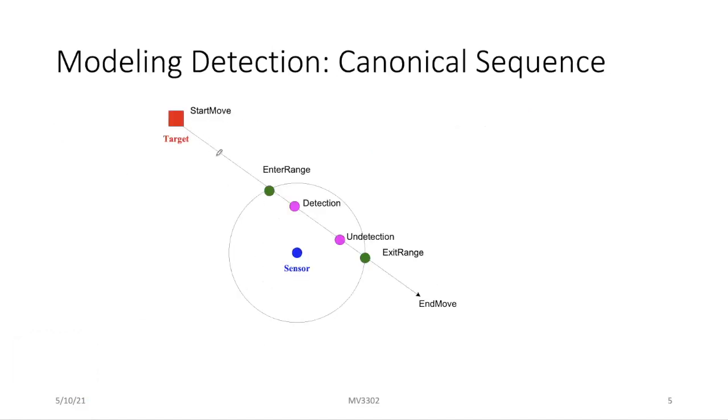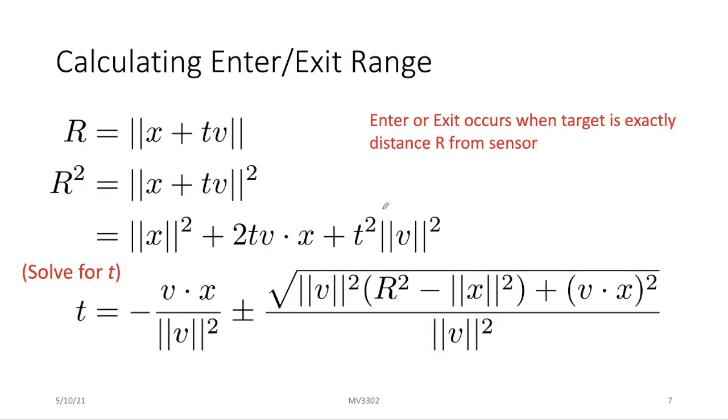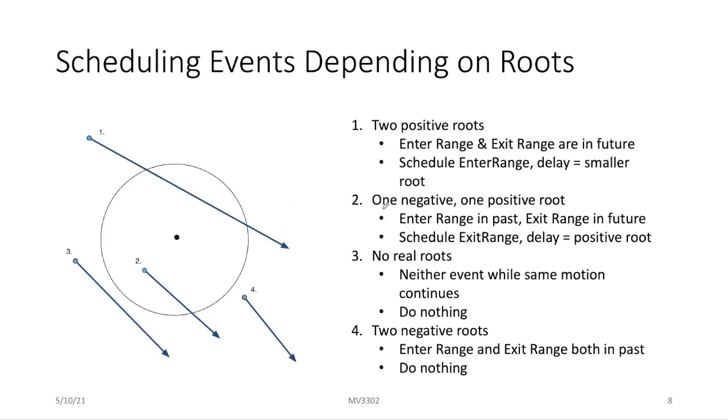So the smaller root would be how long the delay would be to schedule the enter range. The bigger root would be how long the delay in order to schedule the exit range. Okay, so we've solved that, but it turns out that there are just other possibilities. So let's look at all the different possibilities.